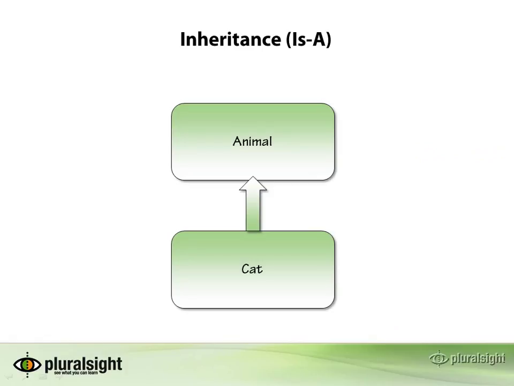So let's take a look at what specifically is inheritance. If you look at this example I have here, you can see that I have an example of an animal and a cat. And a cat really is an animal. It is a type of animal. So this relationship is appropriate.